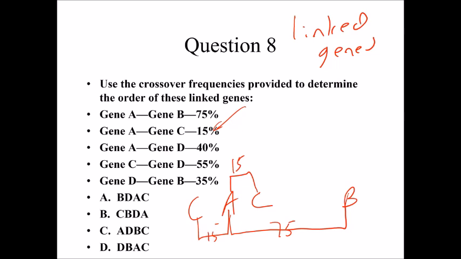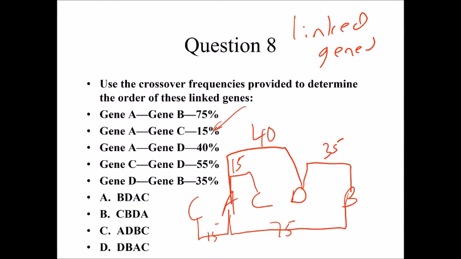So now we need to look at gene D. And if you look at gene D, it crosses over with A 40% of the time. It crosses over with B 35% of the time. Well, what I'm hoping that's telling you is that D is somewhere between A and B, and it's a little closer to B than it is to A. So gene D is somewhere in here. It crosses over here 35% of the time, and it crosses over here 40% of the time.